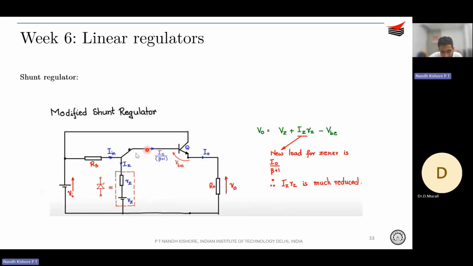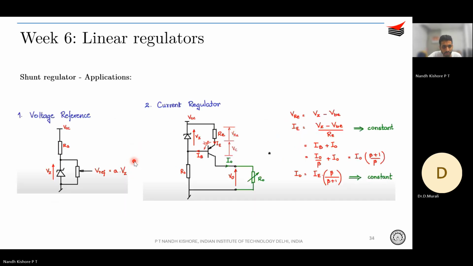Since your base current is less, Iz will also be less. So if your Iz is less, IZRZ is less. Okay, just a small modification. We just added a BJT over here, made this drive a BJT. So your load current is less, base current is less, so your Iz is less. So IZRZ is less. Right?